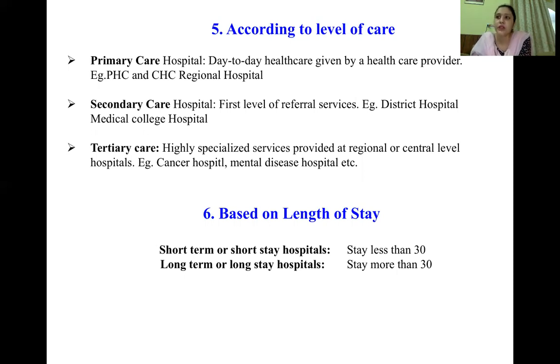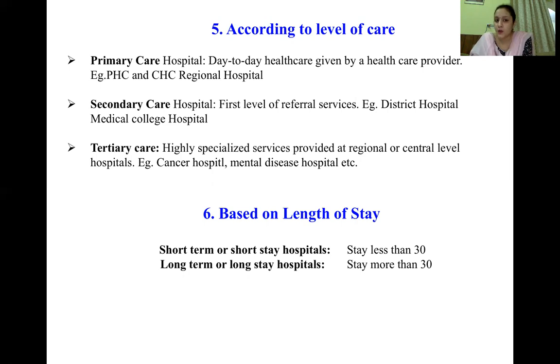The next type is the secondary care hospital. These hospitals provide the first level of referral services. They are generally multidisciplinary hospitals which provide medical, surgical, obstetric, pediatric, and orthopedic services, and all kinds of services including medical research. In addition, they have advanced diagnostic services, high-tech pathology labs, specialized radiological and other departments, and sonography departments.